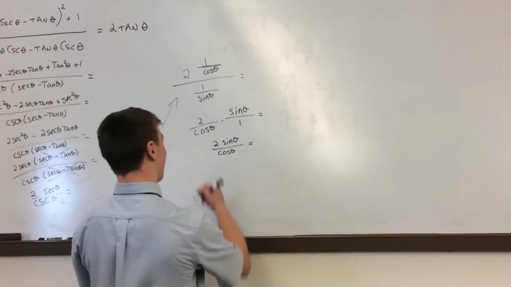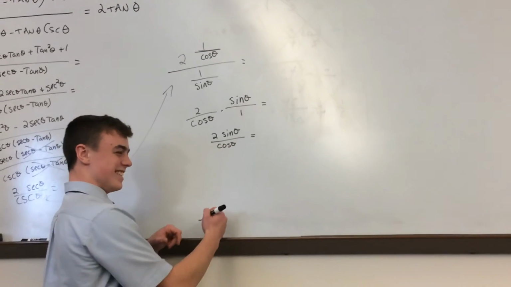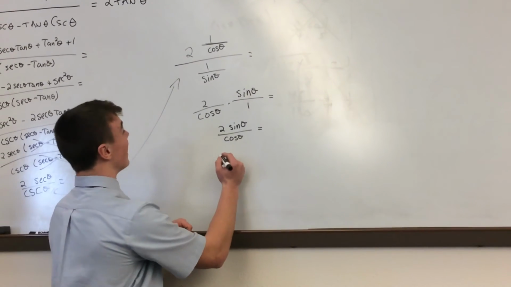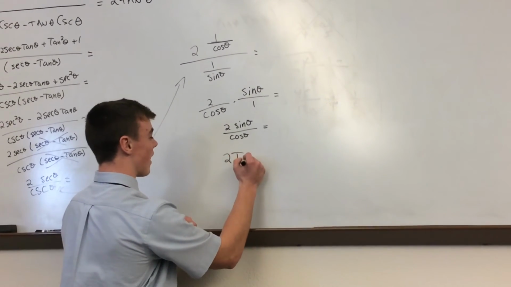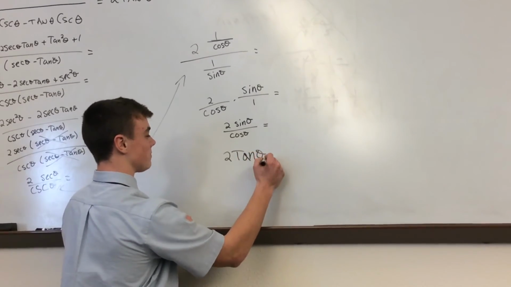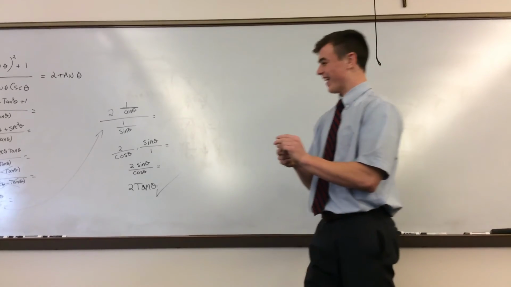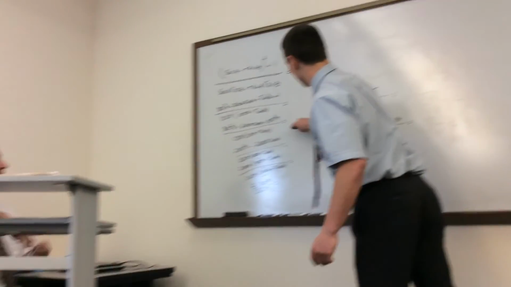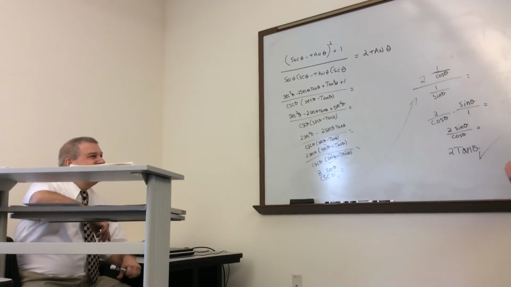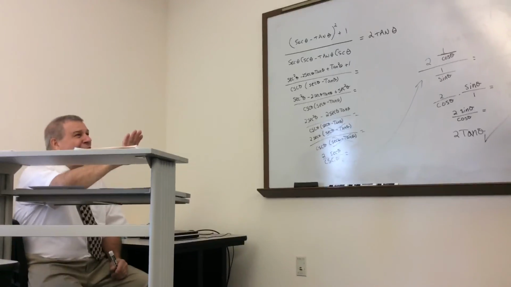And then you just take out sine theta over cosine theta equals tan, so it equals 2 tan theta. And there's the famous check mark. Here we go. How many problems? 1, 2, 3, 4, 5, 6, 7. Took my sister 5 steps.